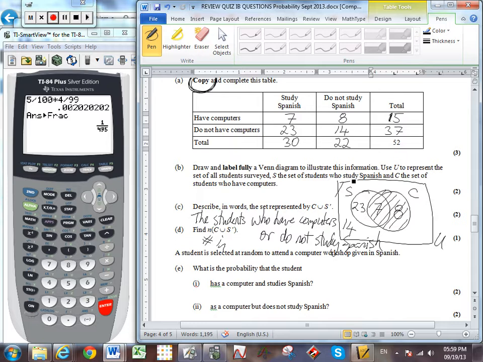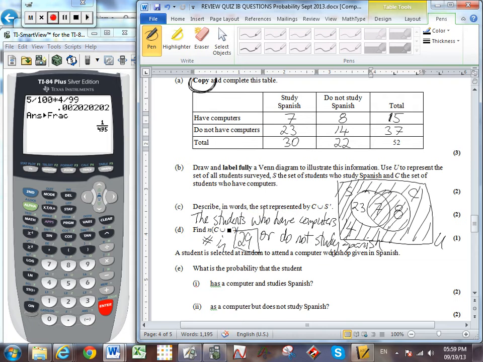Let's shade everything outside the Spanish circle. In other words, we've chosen these 14, these 7, and these 8. Those are all of the students who either don't study Spanish or do have a computer. That's a total of 29 for Part D.